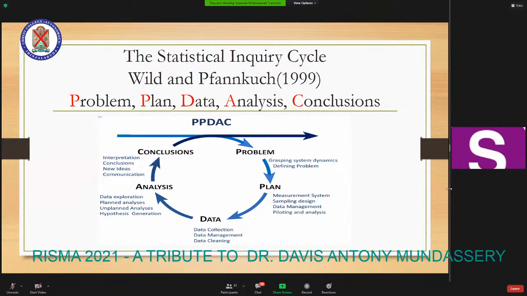Yeah, it's audible. Okay, so here we have the statistical inquiry cycle that was developed by Wild and Pfannkuch in 1999. It's a very basic cycle. I already said the problem refers to the statement of research questions, plan refers to the planning of procedures used to carry out the study, data refers to the data collection process, and the analysis refers to the summaries and analysis of the data to answer the questions posed. And the last one is the conclusion, which refers to the conclusion about what has been learned. So this is the cycle. It was introduced in 1999.